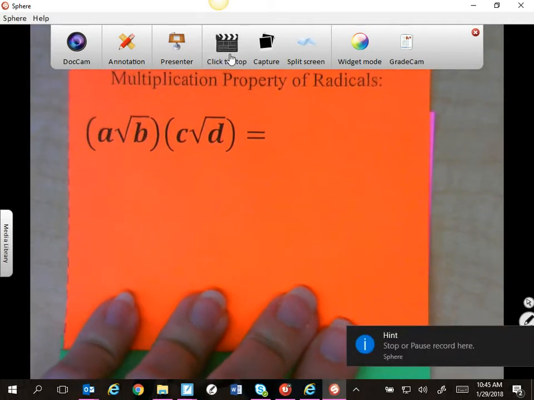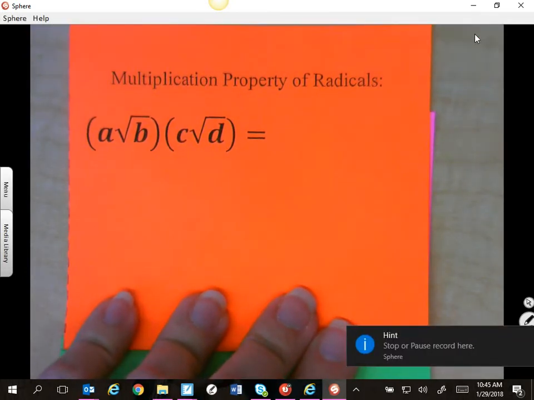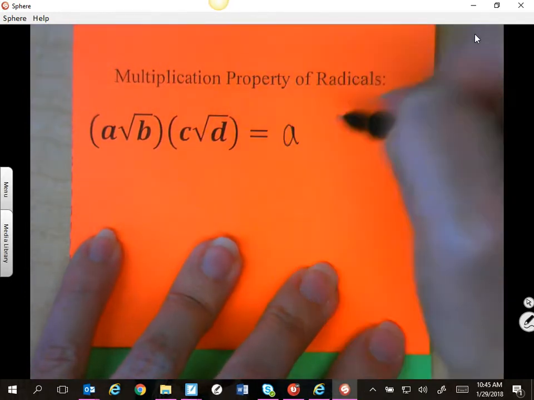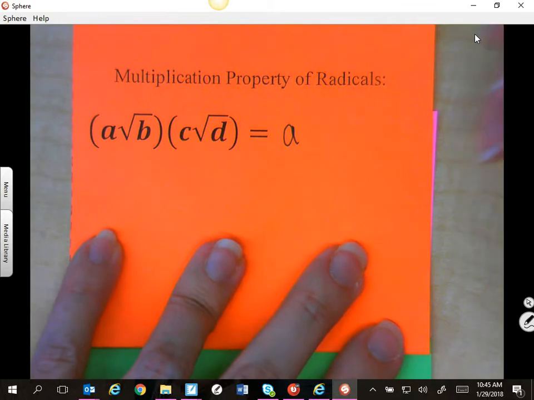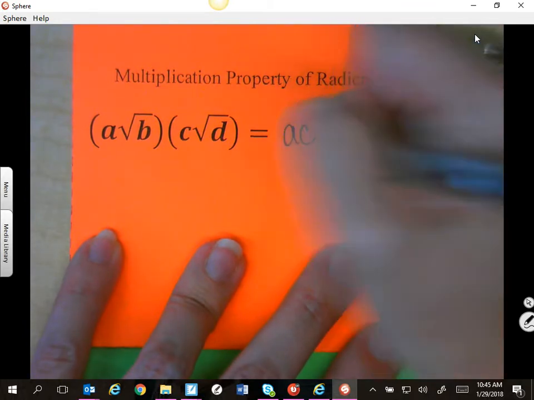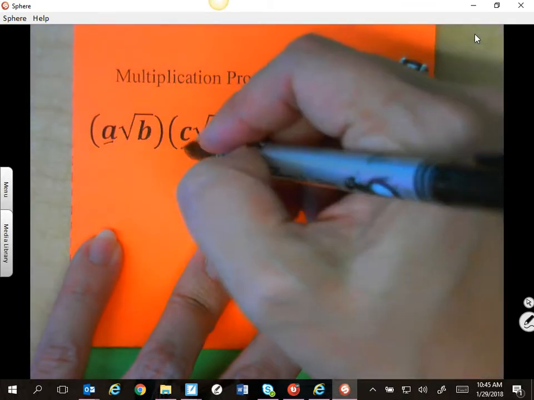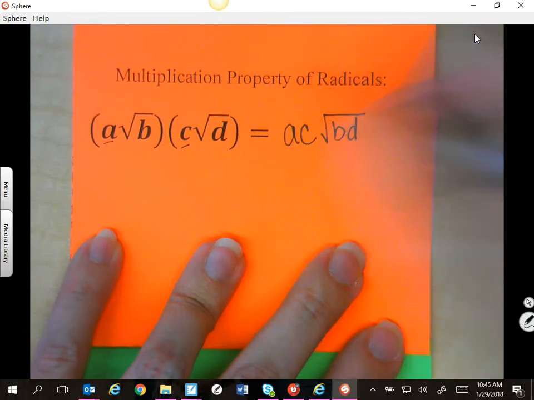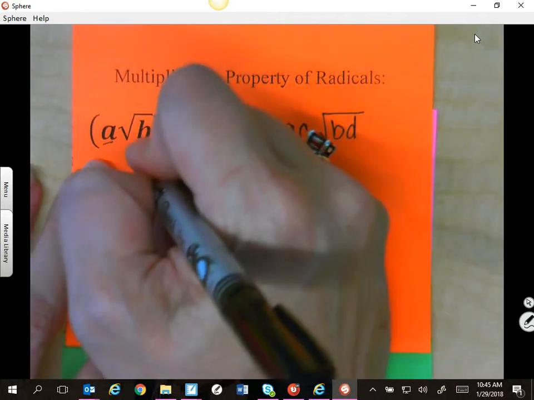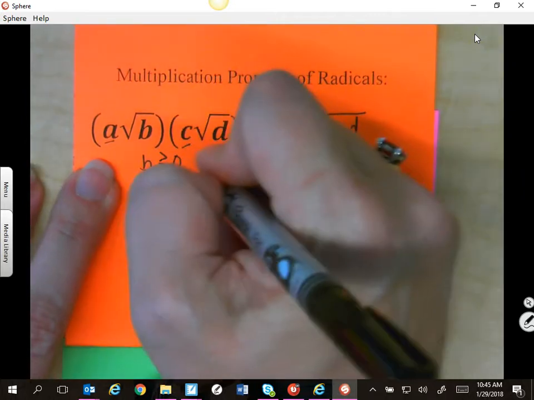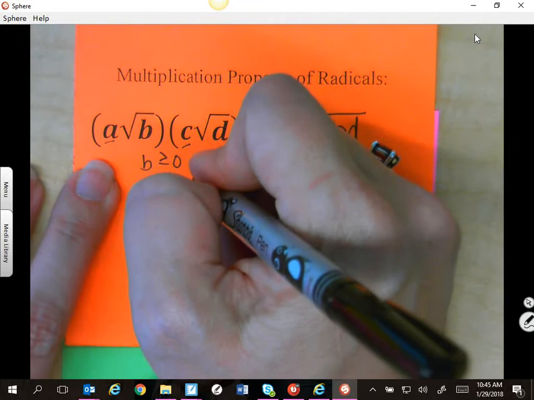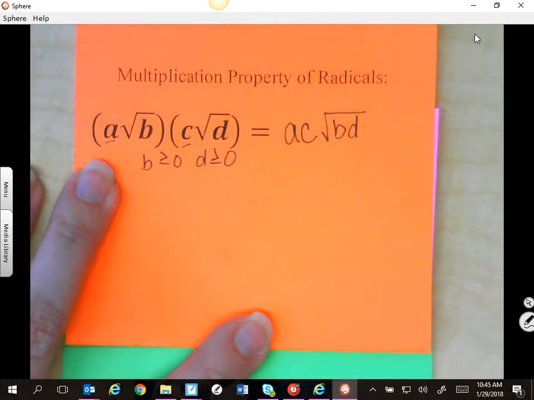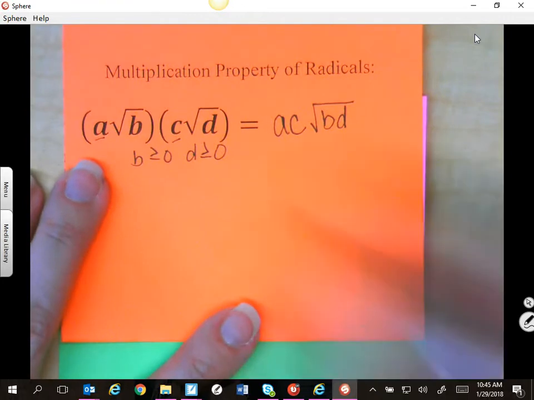Today we talked about adding and subtracting, so now we're going to talk about multiplying and dividing, which is very simple. It's just like we multiply fractions, top times top, bottom times bottom. So coefficient times coefficient, radicand times radicand. As long as b has to be greater than or equal to 0, and d also has to be greater than or equal to 0, because we are going to learn you cannot take the square root of a negative number.